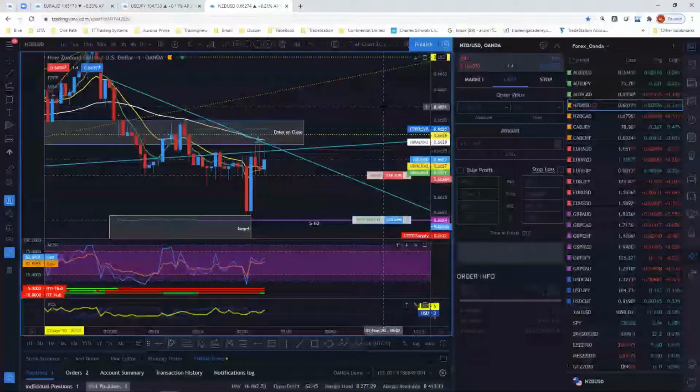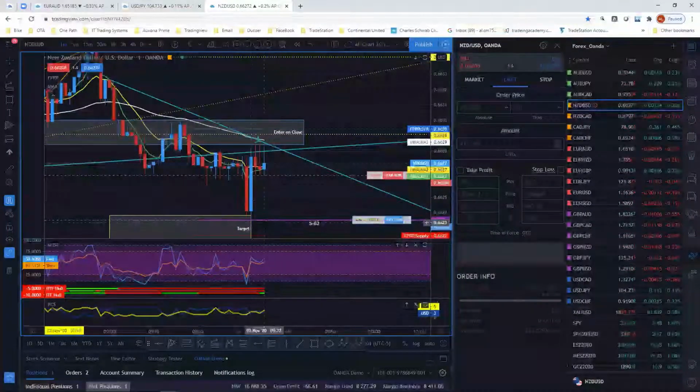Your 562 line target, how far was that from your entry? The 560, about 3 pips. Okay.